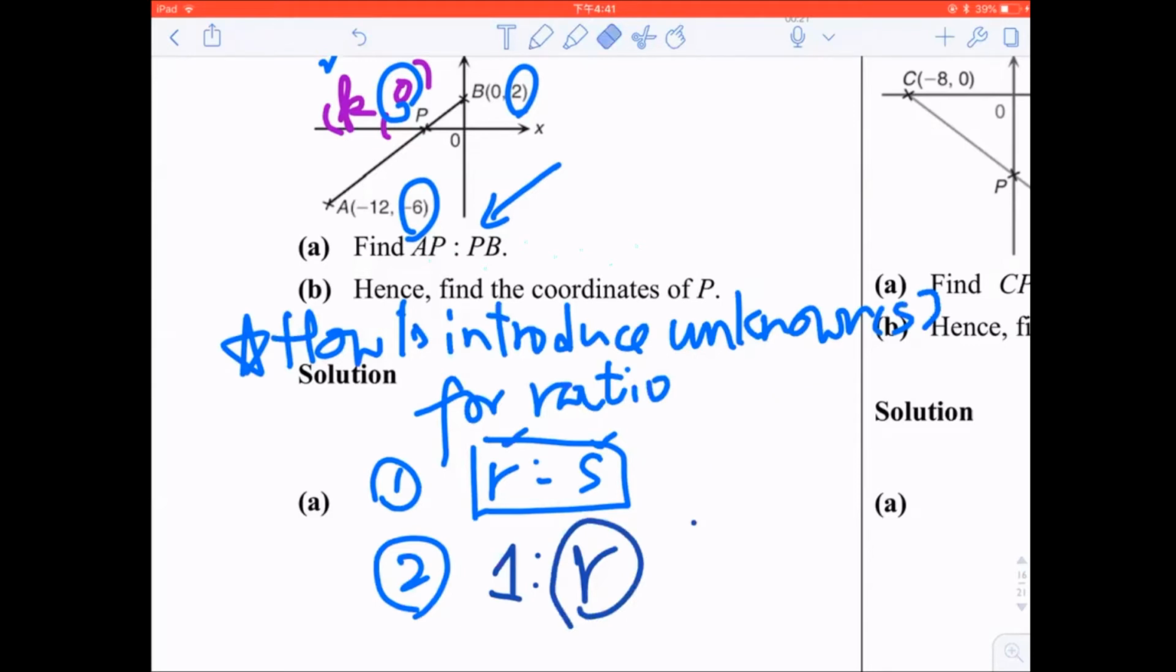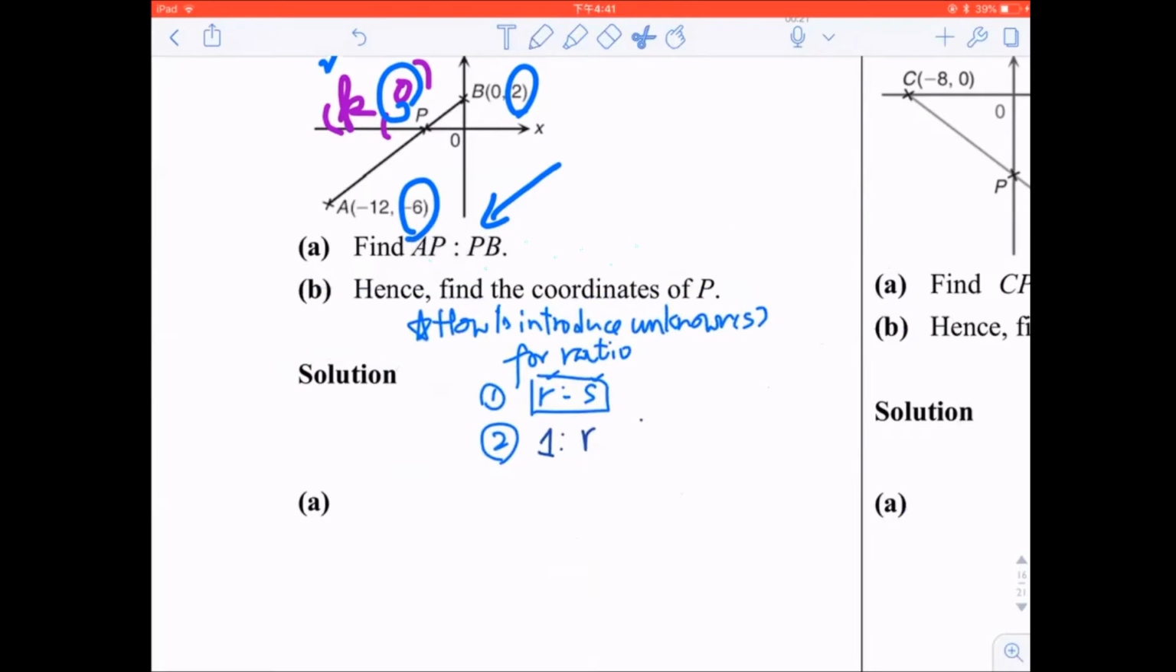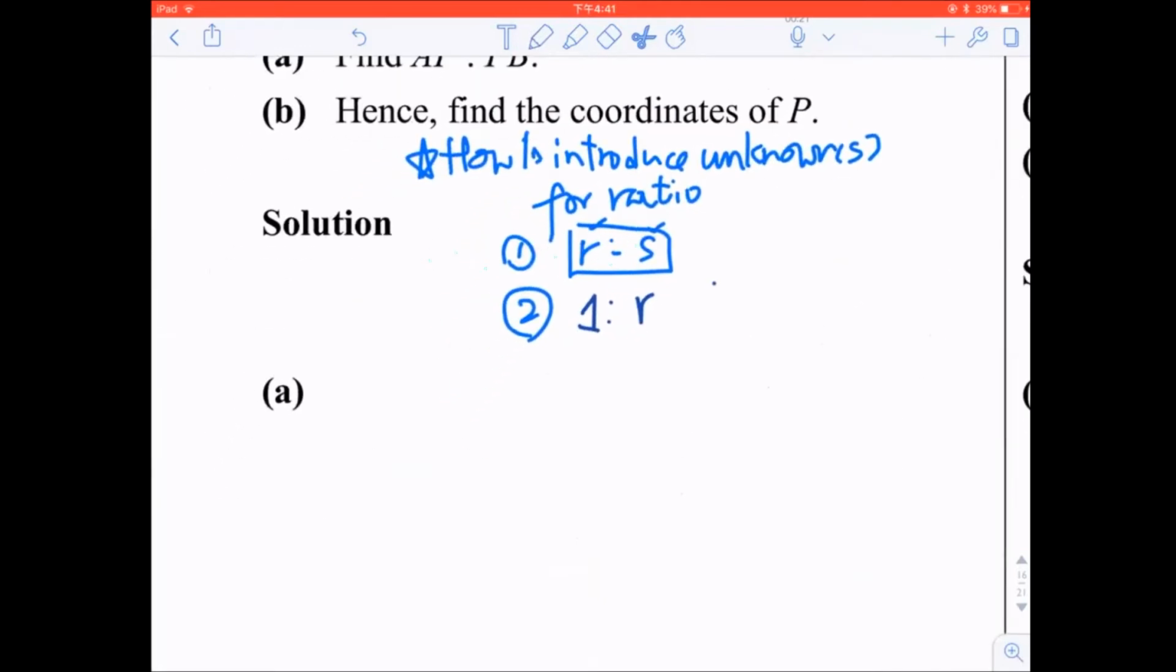That's no problem. However, if you introduce the ratio by using just one unknown, for example in this case 1 to R, it's easier for you to handle. Why? Because your equation will contain only one unknown here. So here I would like to use these two skills to demonstrate the difference in your presentation.